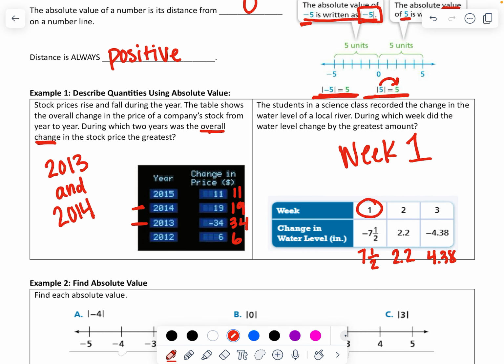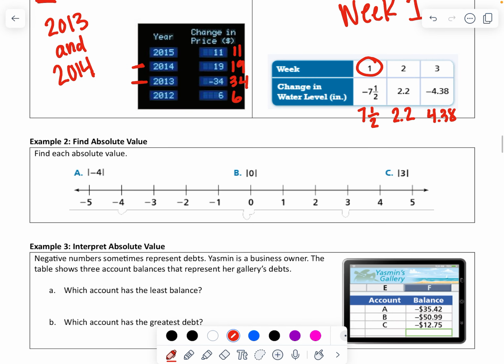All right, on this next one, we're finding the absolute value of each. So this first one, we have -4, which is right there. Remember, absolute value is the distance from 0. So to go from -4 to 0, that would just be 4 units from 0. So it'd be a +4.